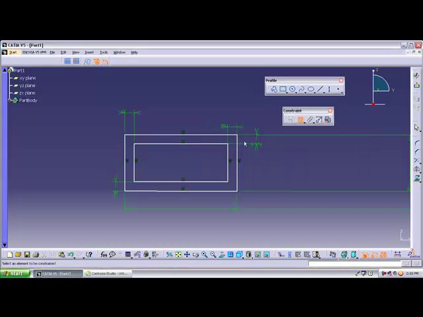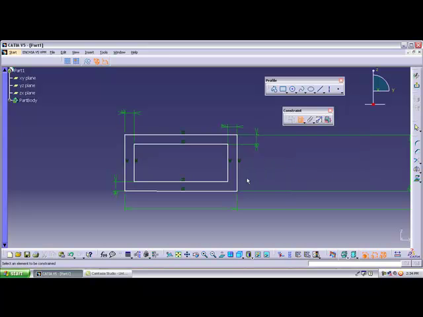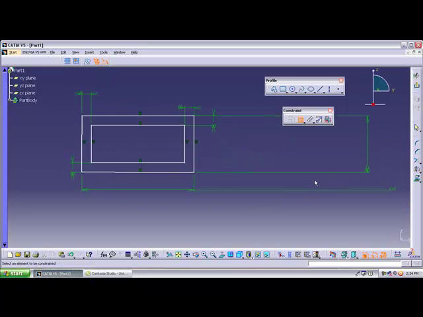Double click on the dimension, then enter the dimension you want to insert, and give the dimension 10. See, right now what is the length of this rectangle? The rectangle is 60, minus 10 here and 10 here, so the length of this one is 40. Right now the object is fully constrained.